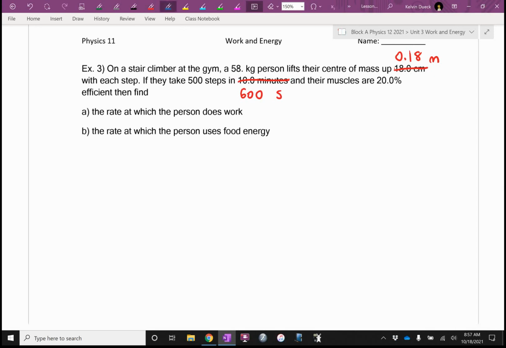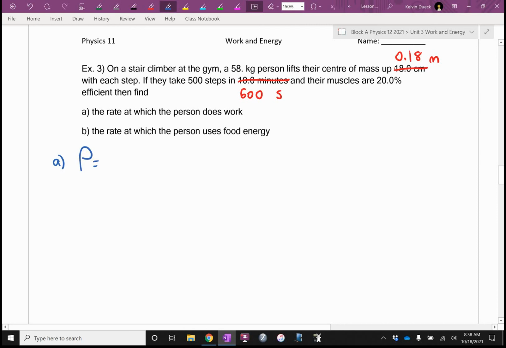Okay, here we go. Alessio, what's A asking me to find? Is it asking me to find work? So, no. What's it asking me to find? Read it again. The rate at which the person does work. So what is it asking me to find? Power. Power is the rate at which we do work. This is asking me to find power.